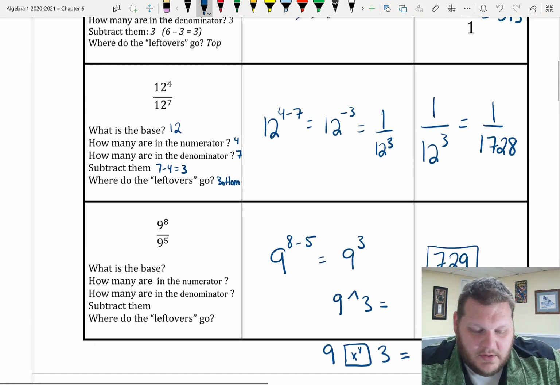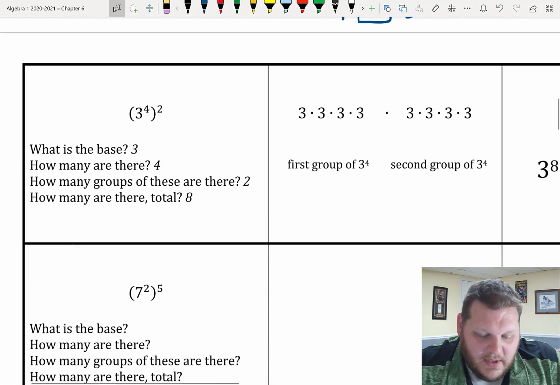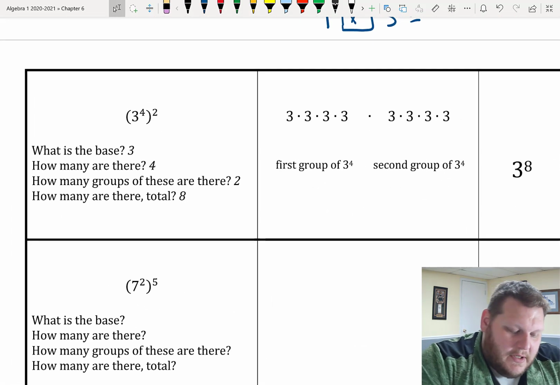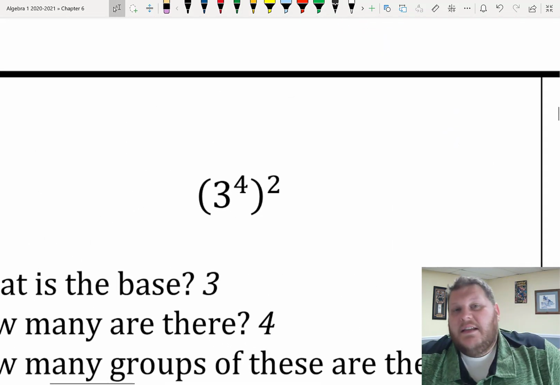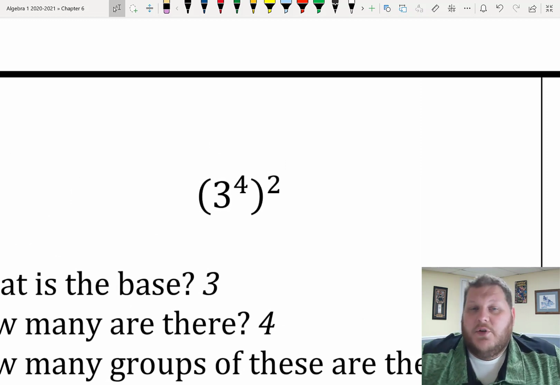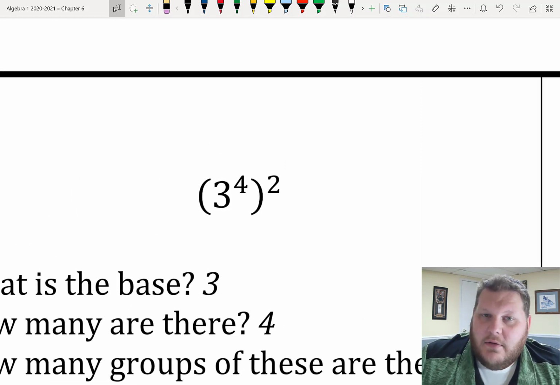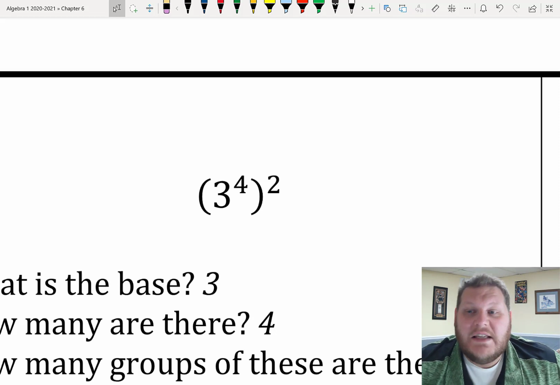All right, on to our third and final relationship here. So this one is a little bit different because we don't have two bases. We just have a single base that we're dealing with. But we have two exponents that we're dealing with. So that's what makes these a little bit unique.